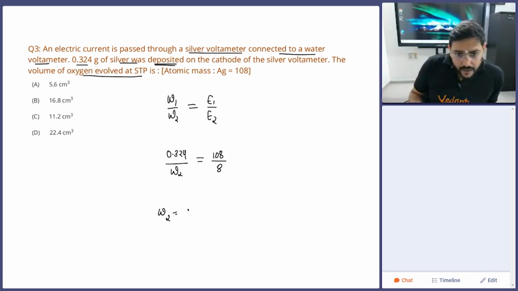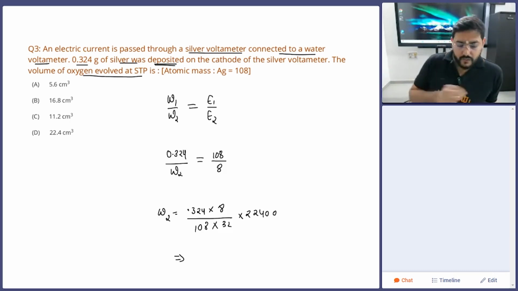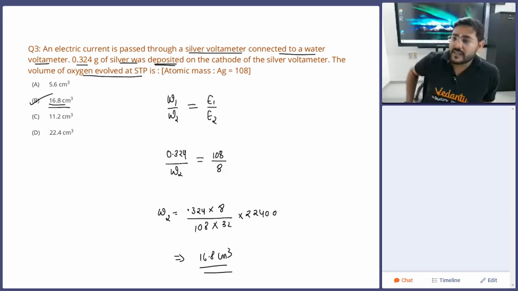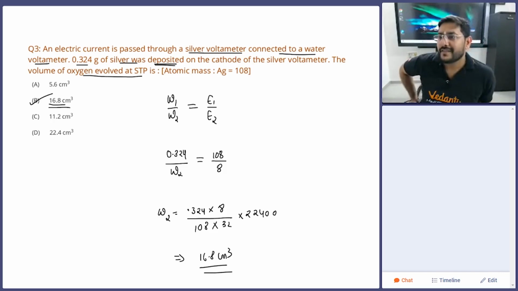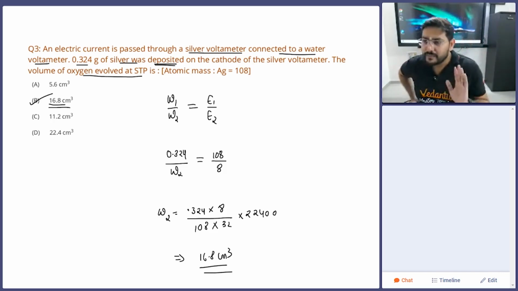So here 0.324 multiply by 8 upon 108 into 32 into 22400. On solving this, what we are going to get, beta? We are going to get the volume. That is, yes, come on everyone, what we are going to get? We are going to get 16.8 centimeter cube. Yes, is that simple? Come on everyone, is this part clear? We are just going to do the simple calculation, simple mole concept.